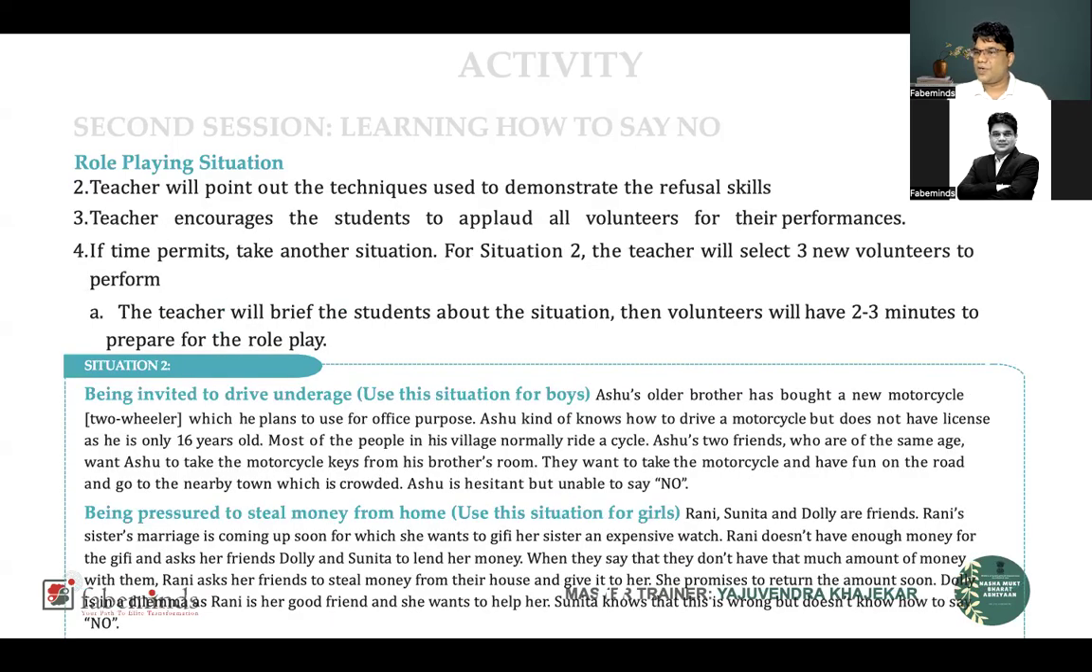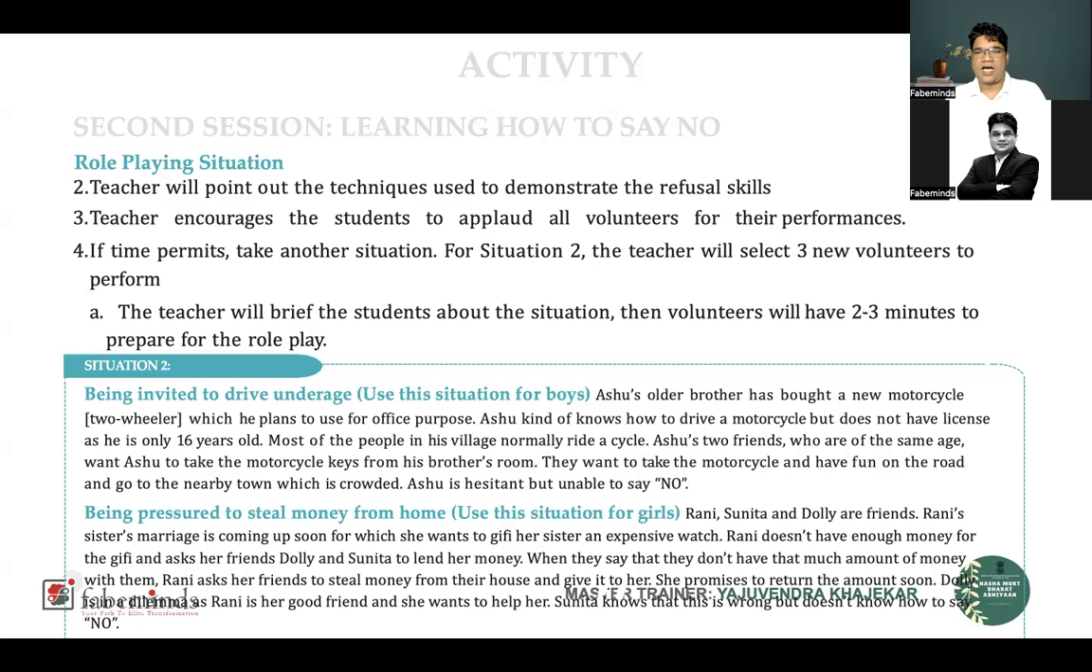In the role playing, the teacher will point out the techniques used to demonstrate the refusal skills. Teacher encourages students to applaud all volunteers for their performances. If time permits, take another situation. For situation 2, the teacher will select another 3 volunteers and brief the students about the situation. Then volunteers will have 2-3 minutes to prepare for the role. So if you are okay with the first situation and if you have time, you can go ahead with the second situation as well. Being invited to drive underage. Use this situation for boys. Ashu's older brother has bought a new motorcycle, a 2-wheeler, which he plans to use for office purposes.